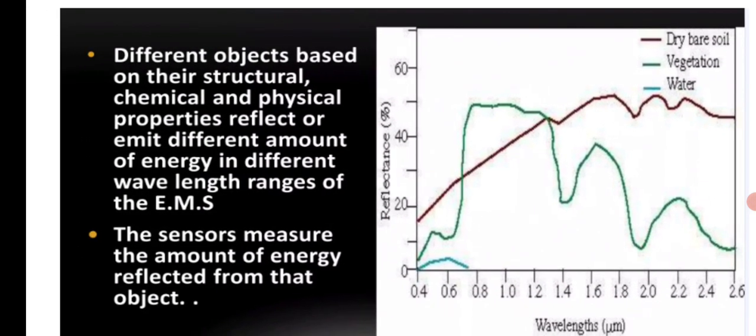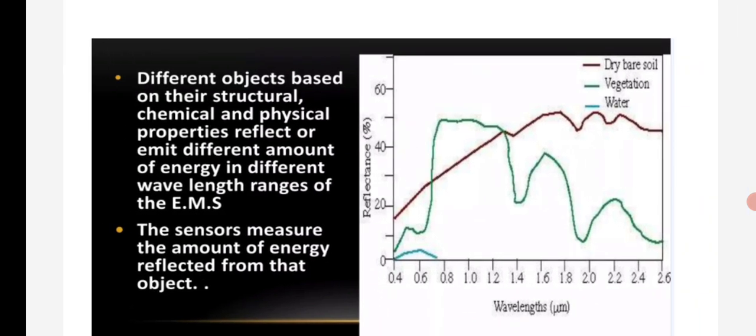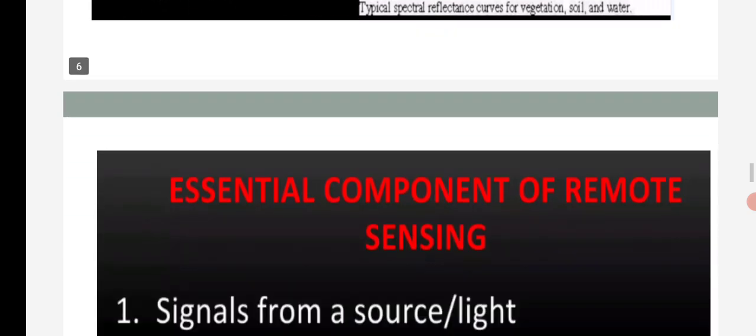Different objects, based on their structural, chemical and physical properties, reflect or emit different amounts of energy in different wavelength ranges of the EMS. So the sensor measures the amount of energy reflected from that object. So this is a sample graph of wavelength of sensor.